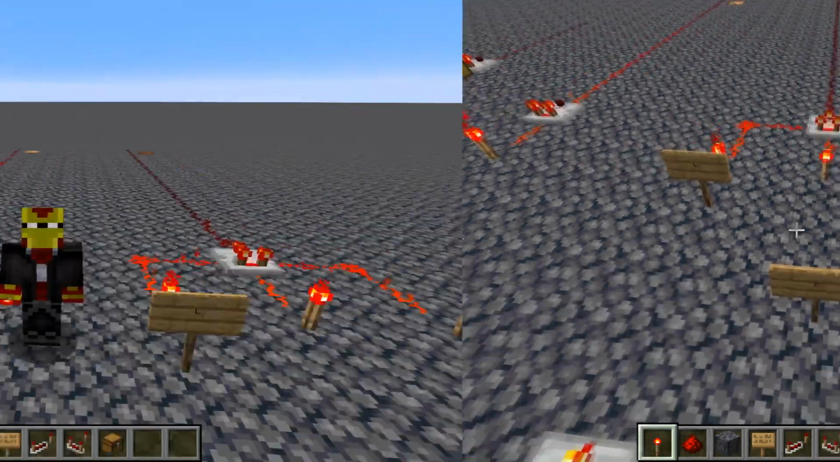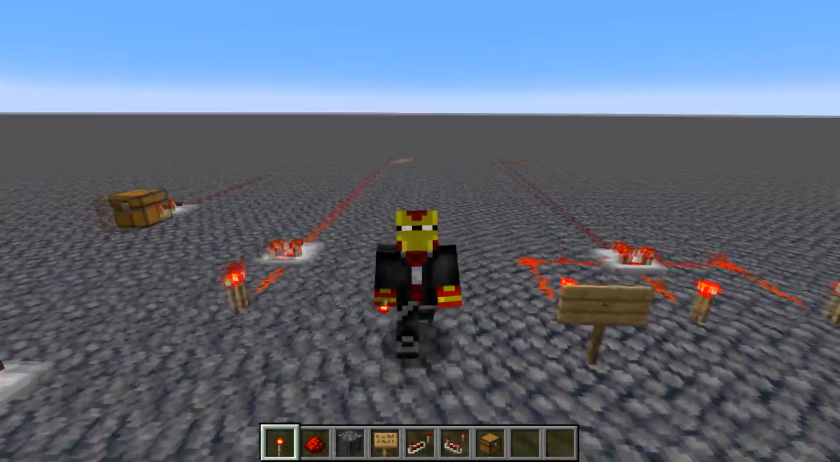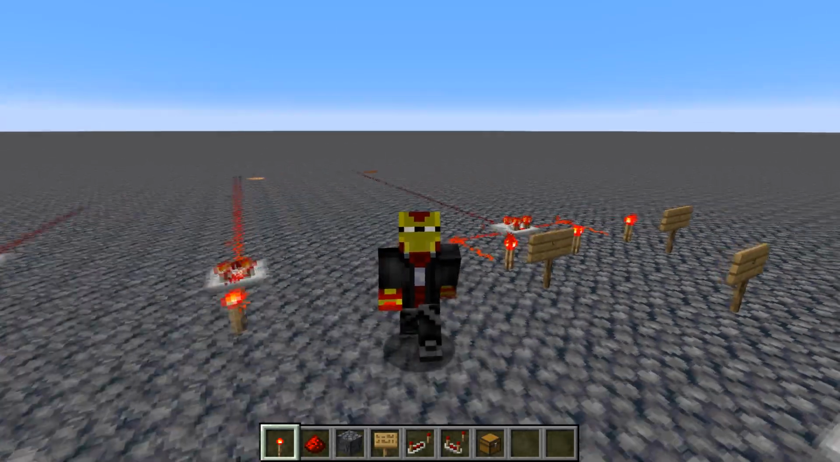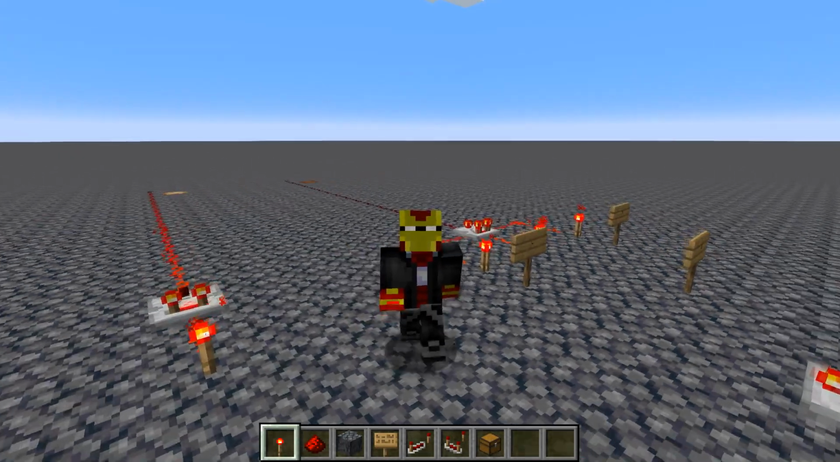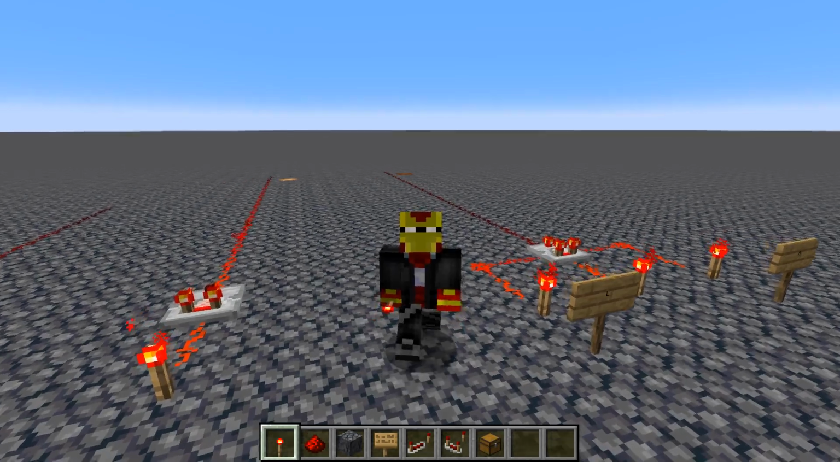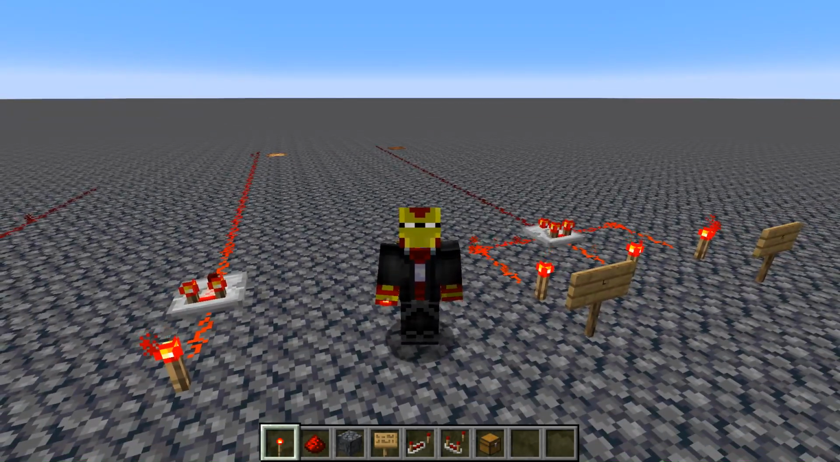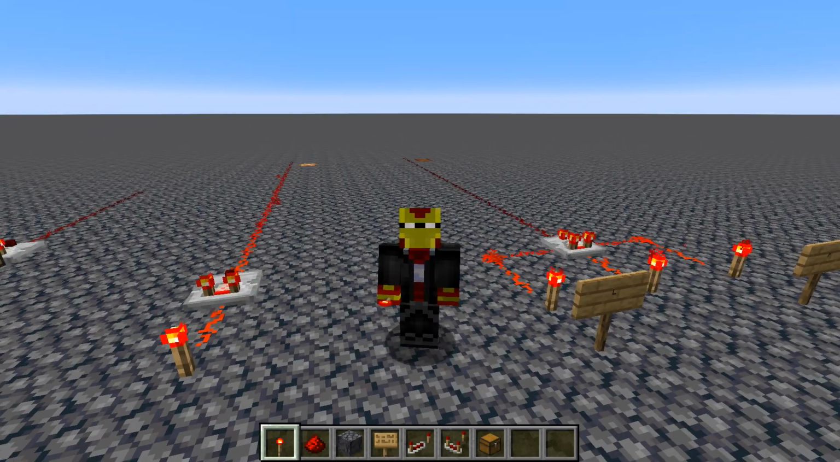Alright everyone, that's about it for this tutorial. Hopefully it wasn't too long and cumbersome, and hopefully it was helpful to some of you out there that wanted to understand what comparators actually do and essentially what their features are and what their implementation is like in Minecraft.